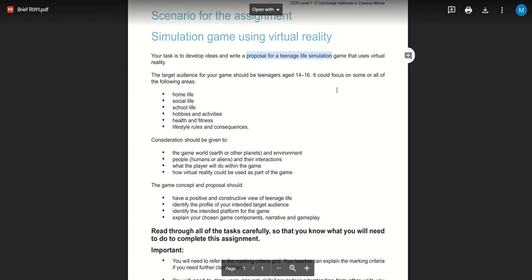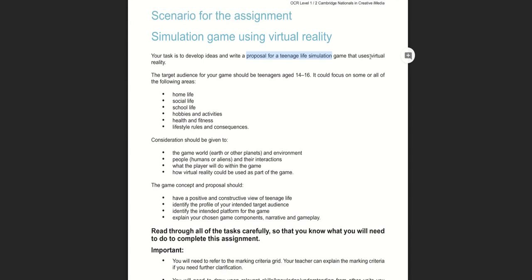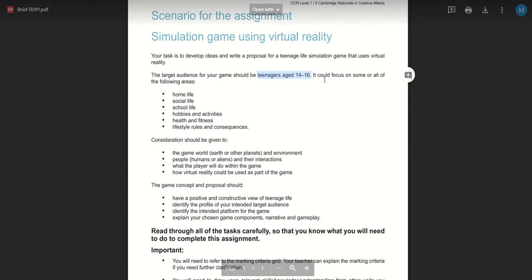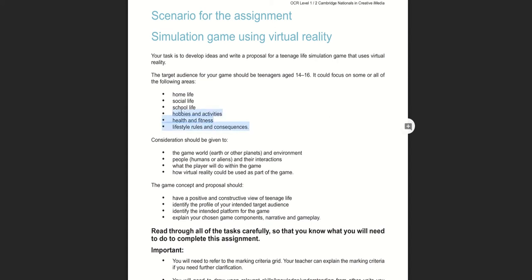That is a requirement. It has to use virtual reality. That has got to be in there somewhere. Then the target audience: it has to appeal to teenagers aged 14 to 16 years old. After that, they talk about the fact that it could focus on some of or all of the following areas. Honestly, you would be foolish to leave all of them out, but it does say could. If none of these fit your idea, it's plausible that you would leave them out, but I think you would be very foolish not to try and include some of them.